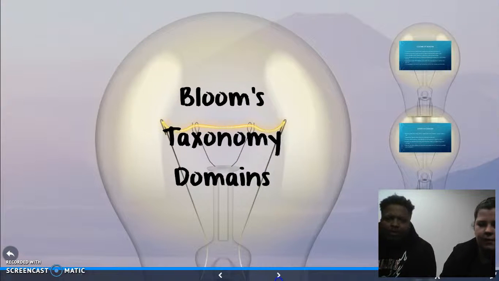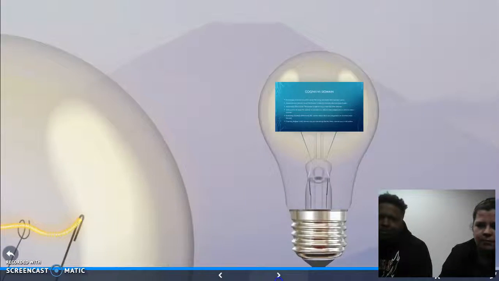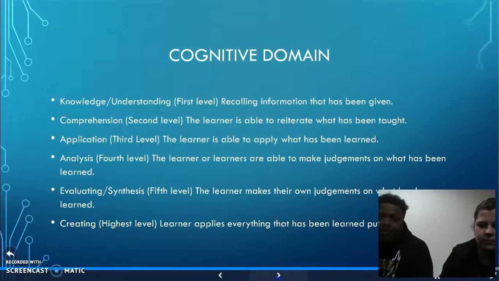And these are Bloom's taxonomy's three different domains. I'm going to break down each domain and go a little more in depth with them. The cognitive domain, which is what most people are aware of. The bottom level is knowledge and understanding, which is recalling what has been given. Another word could be identifying the task at hand. Comprehension is being able to reiterate what has been learned.